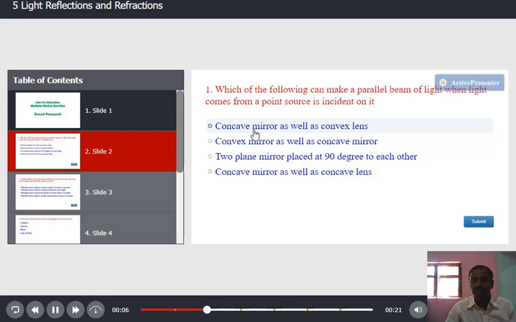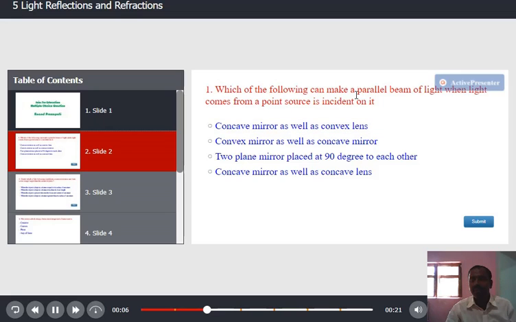Option 1 is concave mirror as well as convex lens. Convex mirror as well as concave mirror. Two plane mirrors placed at 90 degrees to each other. Concave mirror as well as concave lens. So let's see. The correct option of this question will be concave mirror as well as convex lens.